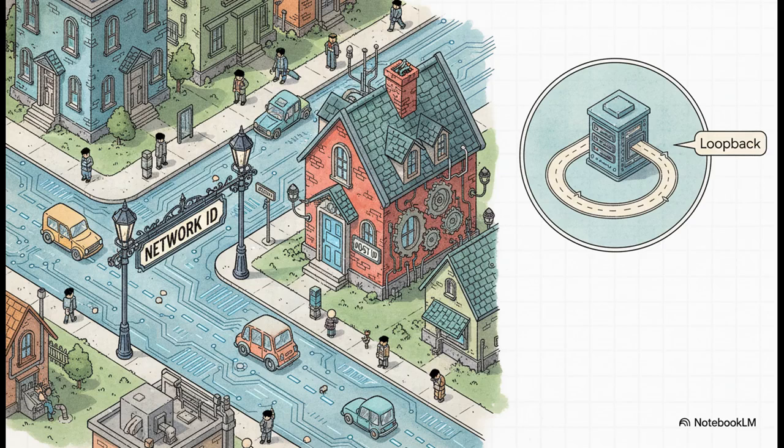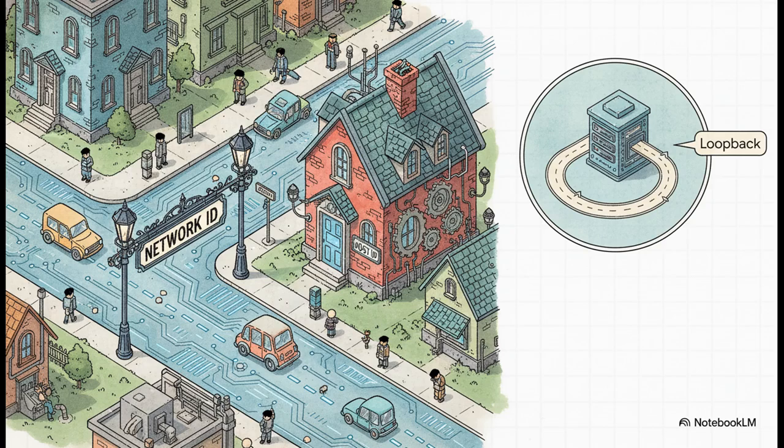Just like every house in a city needs a mailing address so the post office can find it, every single device on a network needs an IP address. And if you look closely at how it's structured, it's actually split into two parts. You've got the network ID, which tells us the specific street or network you're on, and the host ID, which points to your specific house on that street. Devices that share the same network ID can actually talk directly to each other.